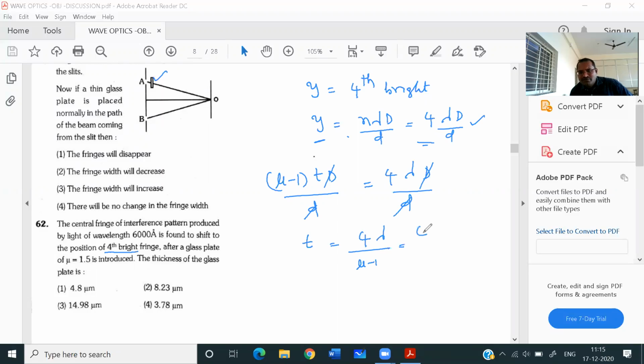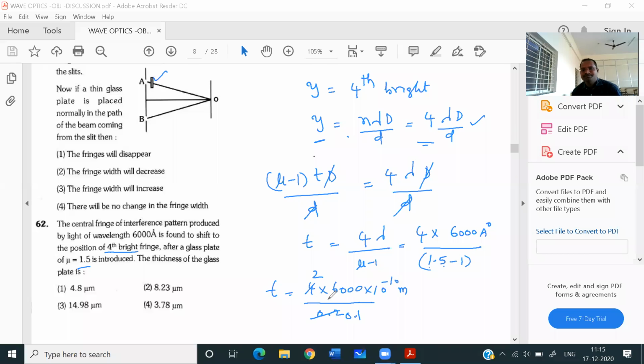4 into lambda, given as 6000 angstrom, upon mu minus 1, where mu is given as 1.5. So thickness t becomes 4 into 6000 into 10 to the power of minus 10 meters, upon 1.5 minus 1, which is 0.2.